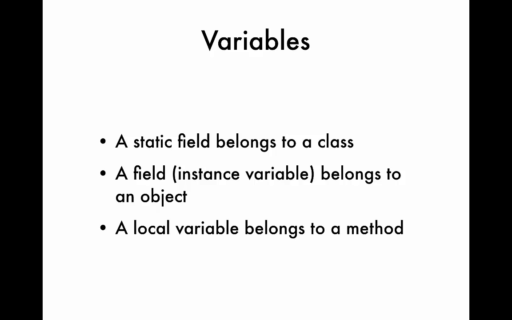A static field lasts the life of the program, so it's stored in the global area. A regular field belongs to an object, so it's stored with the object on the heap. And a local variable or a parameter belongs to a method, so it's stored on the stack.